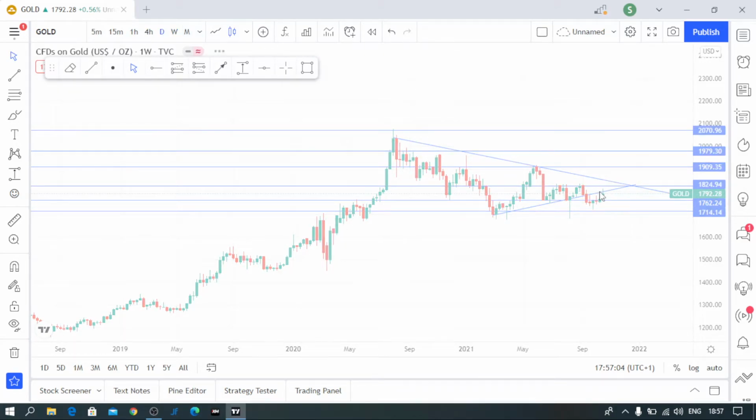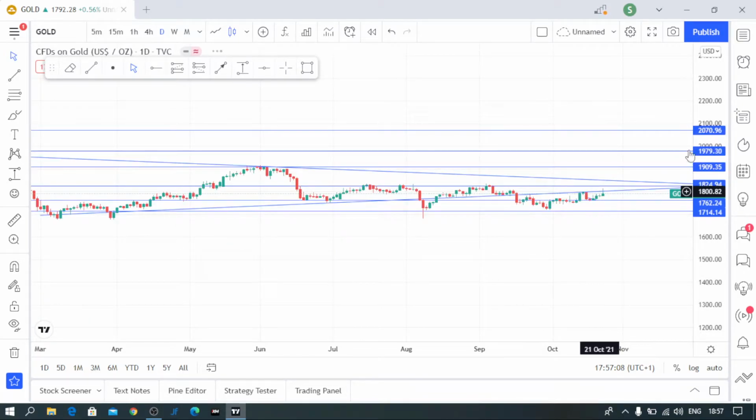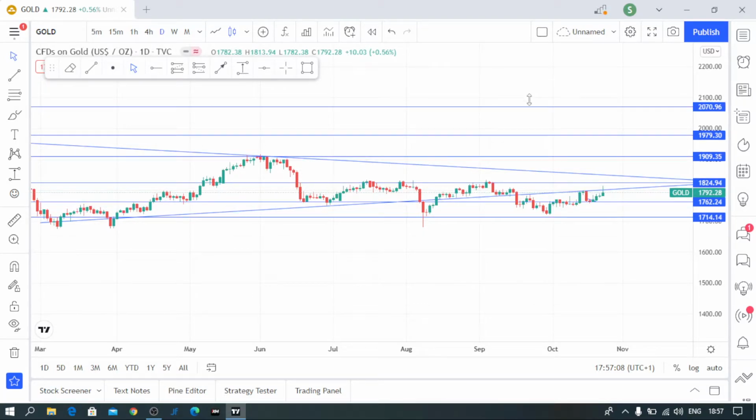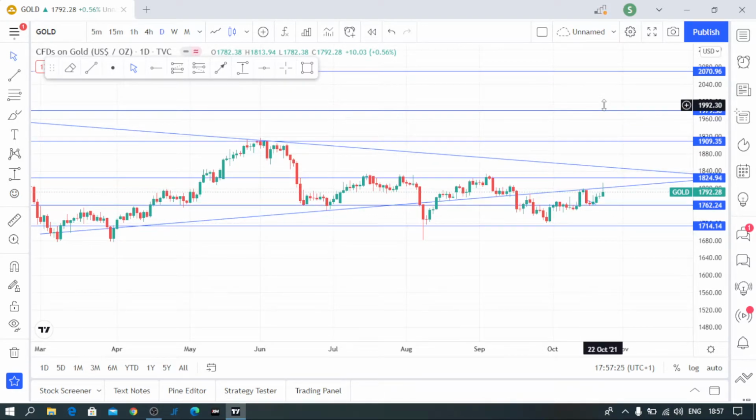So what we see on the daily time frame now is, let me enlarge this a bit because it's not easy to see what the market is doing here. So we are on the daily time frame now.